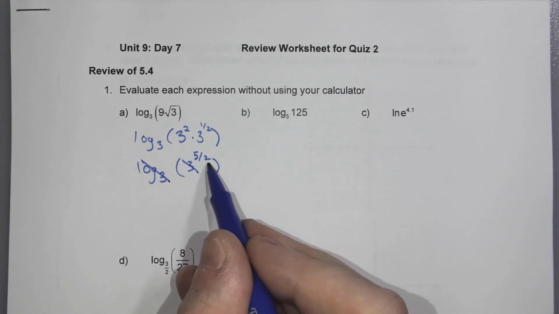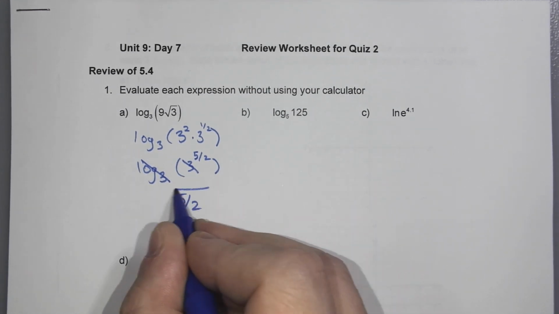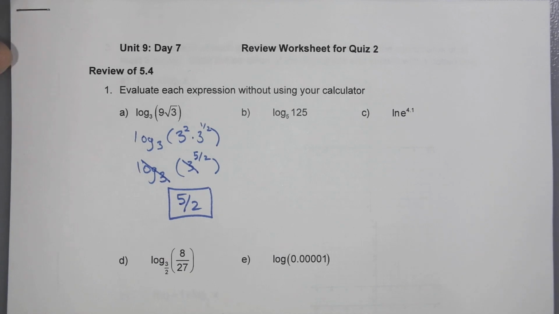Log base 3 and 3 to the cancel each other out. This one looks like a final answer of 5/2.